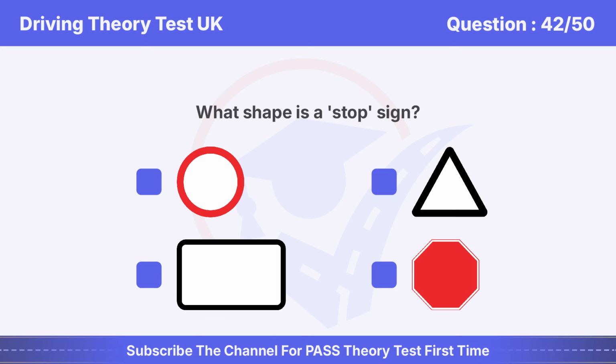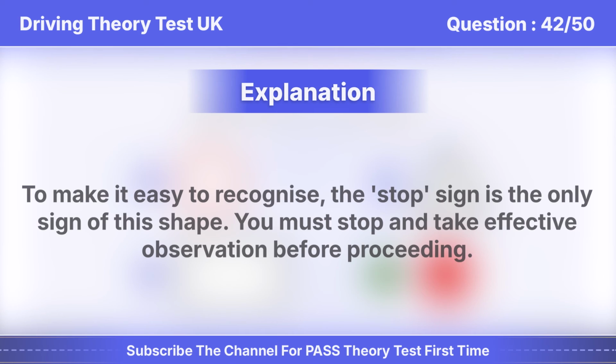Question 42. What shape is a stop sign? Answer is D. To make it easy to recognize, the stop sign is the only sign of this shape. You must stop and take effective observation before proceeding.